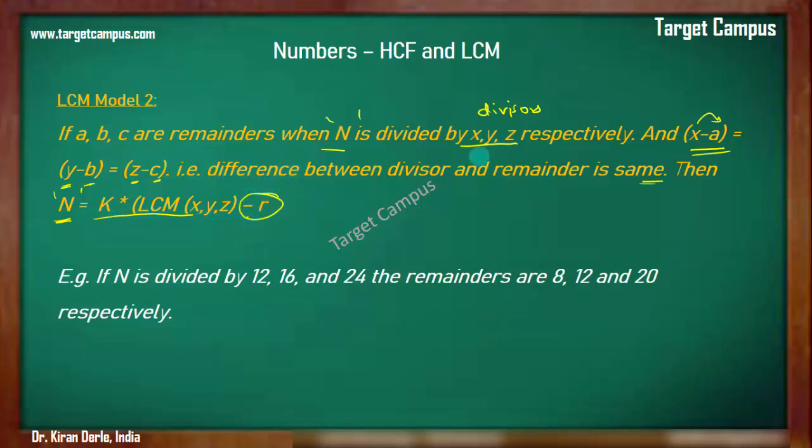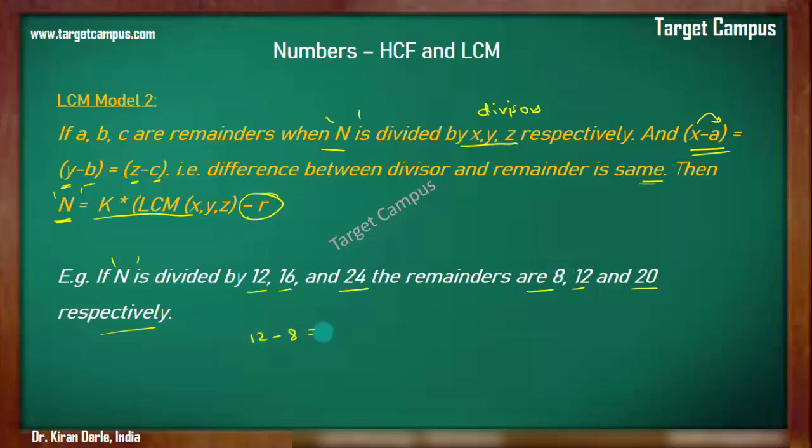Now what does this mean? Let us try to understand with the given question. If n is divided by 12, 16 and 24, the remainders are 8, 12 and 20 respectively. So some value of n when divided by 12 gives the remainder 8.